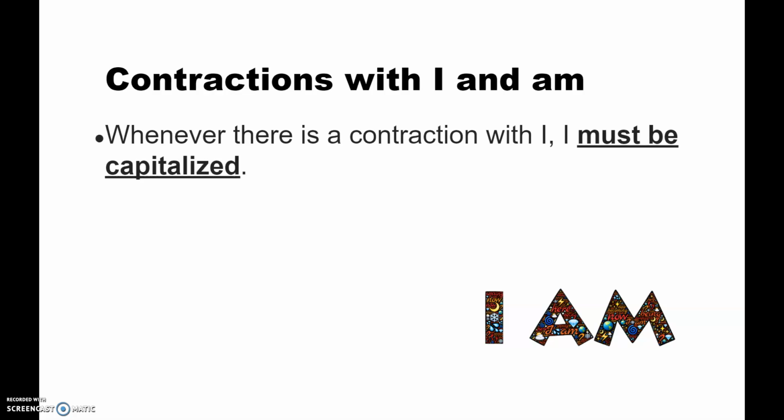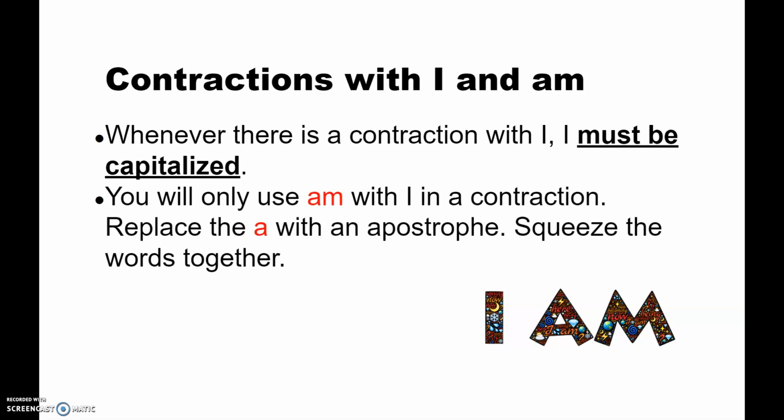Contractions with I and am. Whenever there is a contraction with I, it must be capitalized. You will only use am with I in a contraction. Replace the A with an apostrophe, squeeze the words together. I am, I'm.